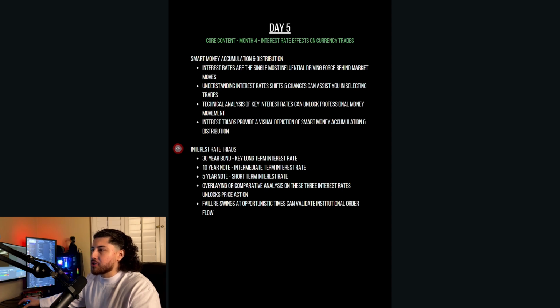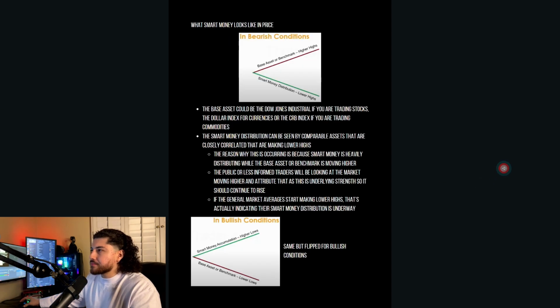Interest rate triads: the 30-year bond, the key long-term interest rate; the 10-year note, the intermediate-term interest rate; and the 5-year note, the short-term interest rate. Overlaying or doing comparative analysis on these three interest rates unlocks price action, and failure swings at opportunistic times can validate institutional order flow. In the next pages, we'll go ahead and break down these two sections.